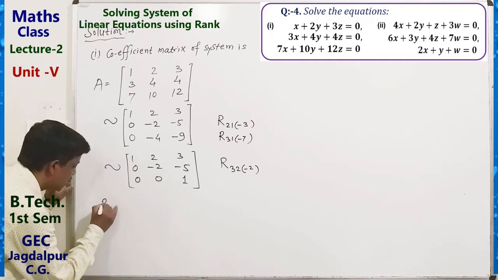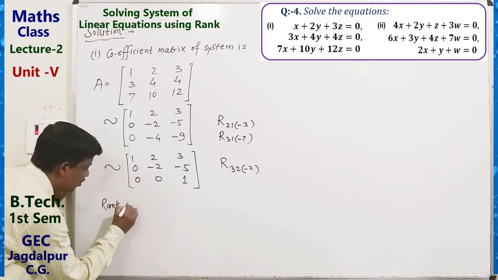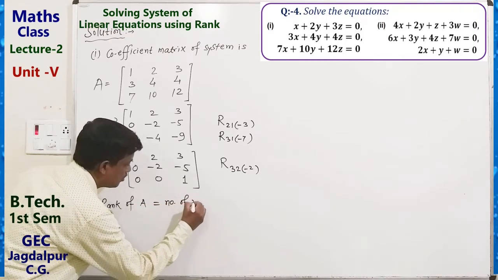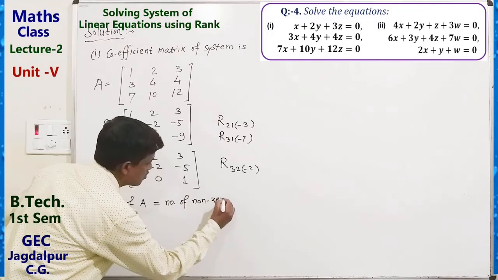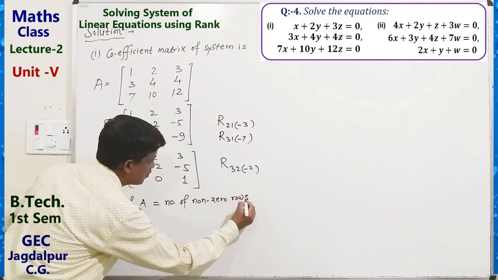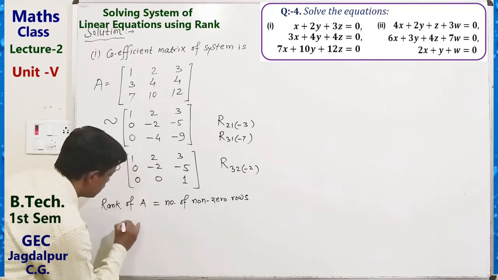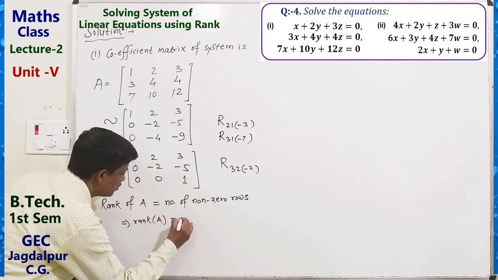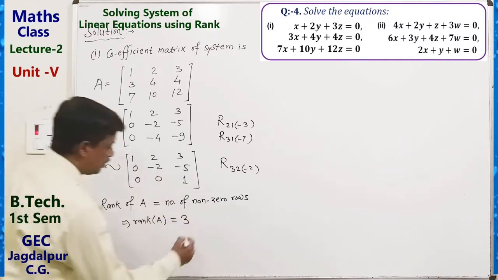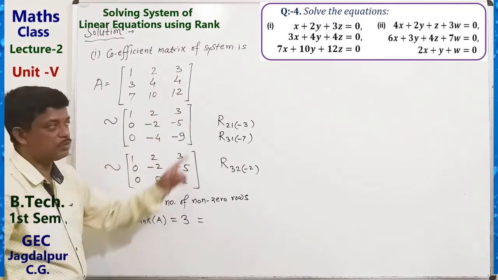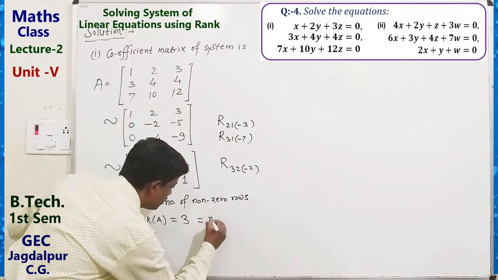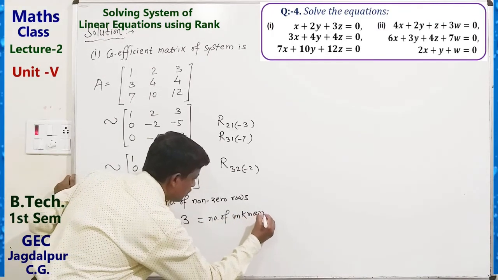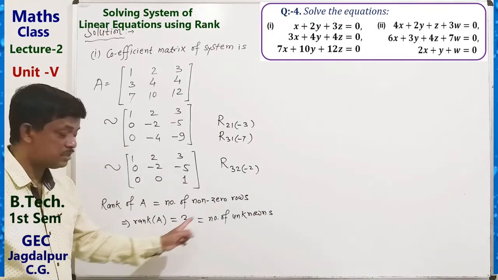So rank of A is equal to the number of non-zero rows, which equals 3. Here the number of unknowns is 3. So the rank is equal to the number of unknowns.